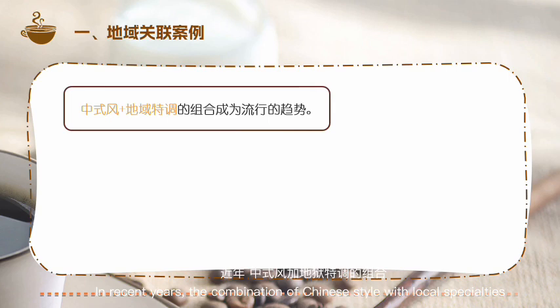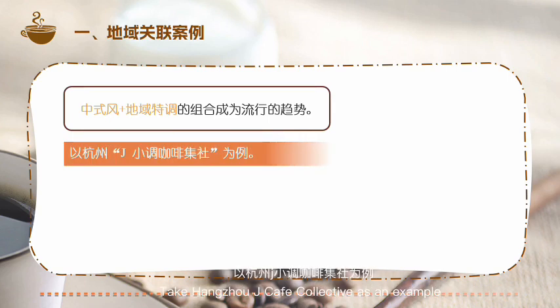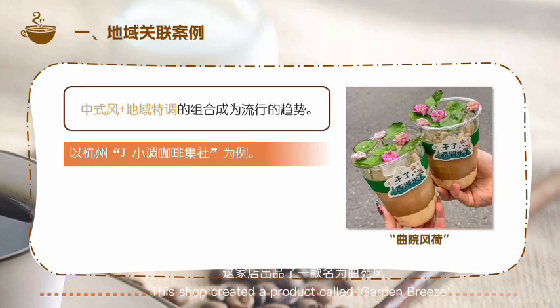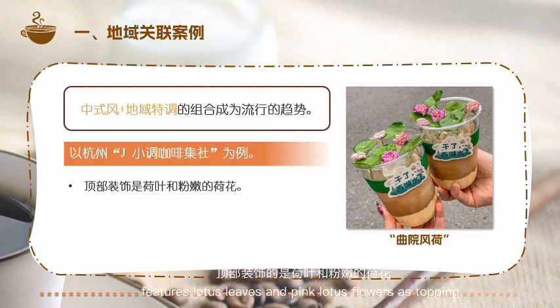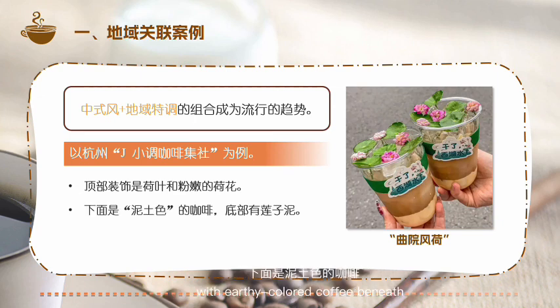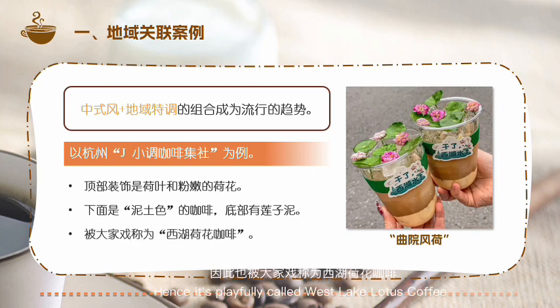In recent years, the combination of Chinese style with local specialties has become a popular trend. Take Hangzhou J Cafe Collective as an example. This shop created a product called Garden Breeze, inspired by one of Westlake's 10 scenes. The product features lotus leaves and pink lotus flowers as topping, with earthy colored coffee beneath and lotus seed paste at the bottom. Hence, it's playfully called West Lake Lotus Coffee.